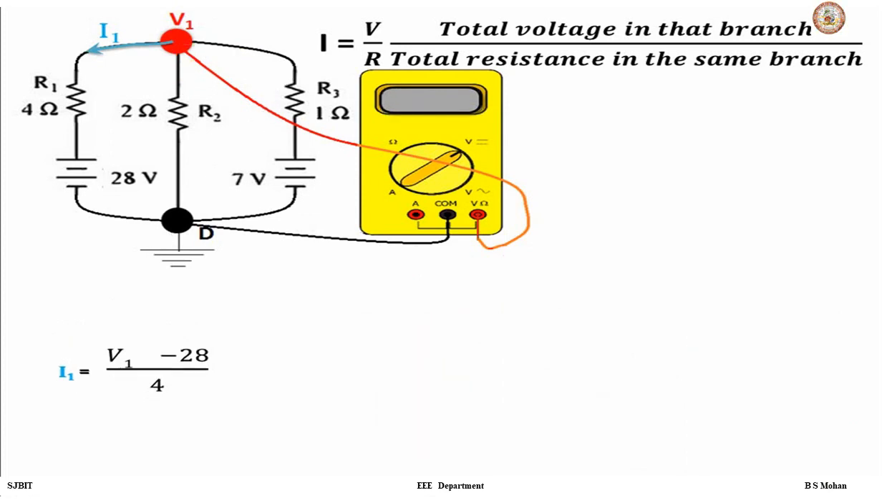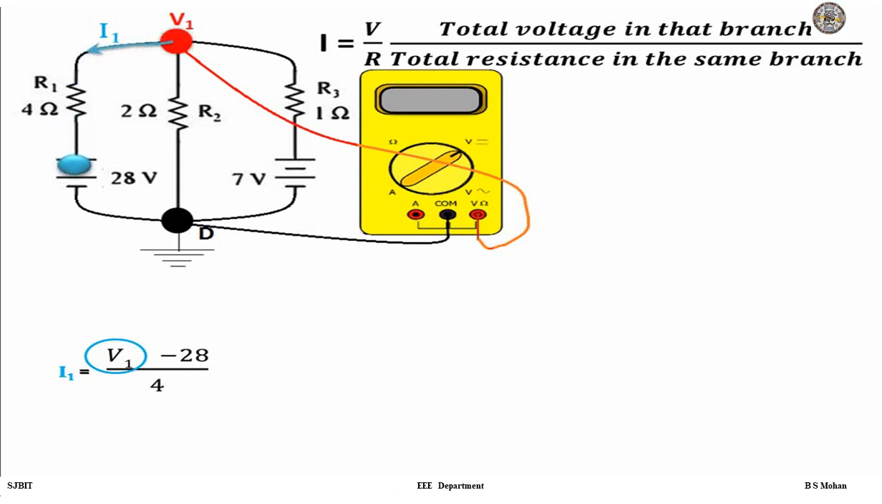So let's understand this. Let me explain this equation first. You can see the current I1 is traveling from the red dot. Red indicates positive, thus V1 is also positive. As the current travels, which polarity of 28 does it hit first?